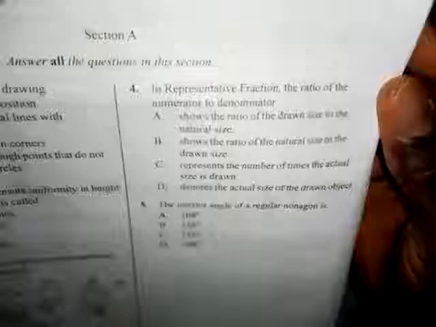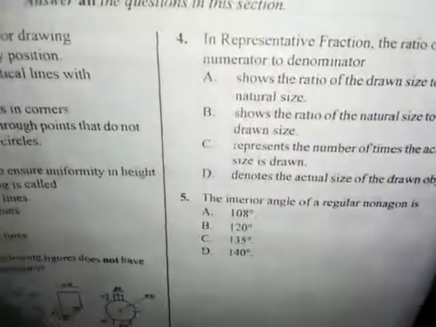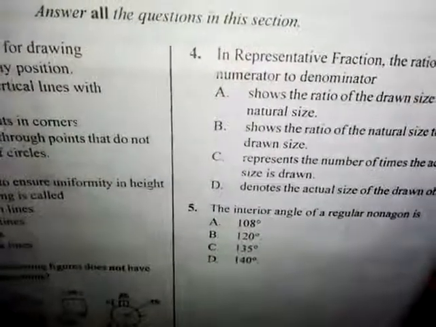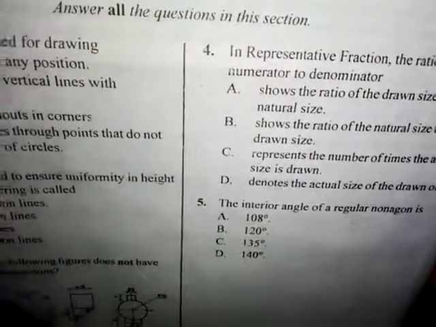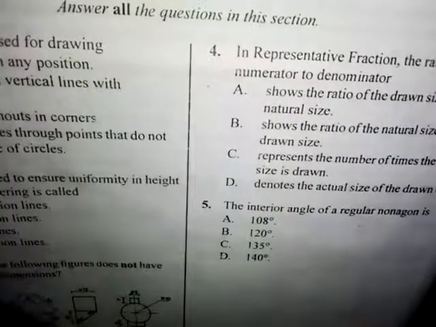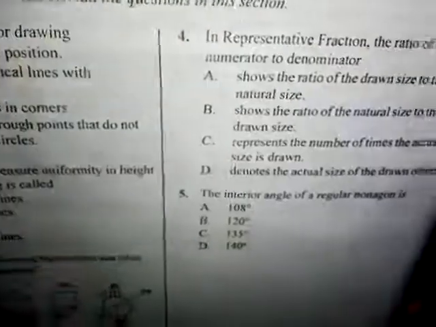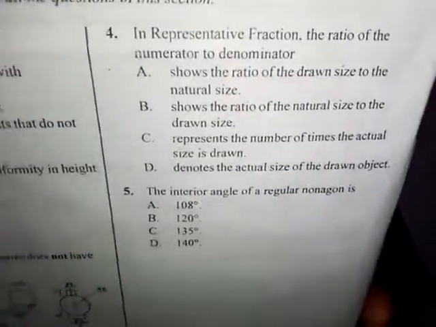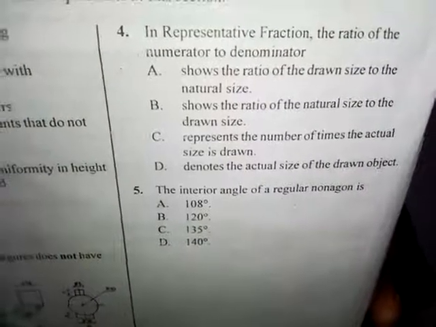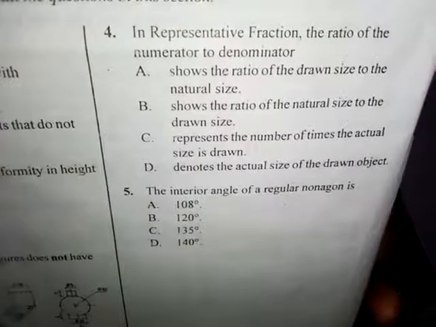Now let's come to question 4, which says that in representative fraction, the ratio of the numerator to denominator shows the ratio of drawn size to the natural size. So the answer is option A. Representative fraction is equal to drawn size divided by natural size.